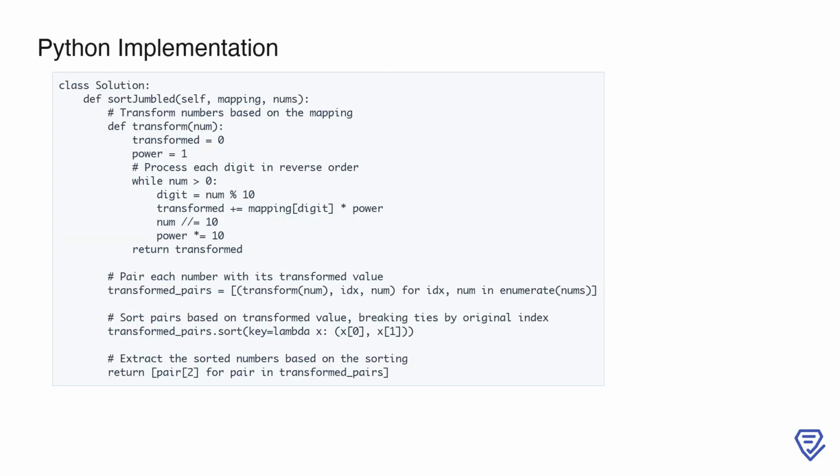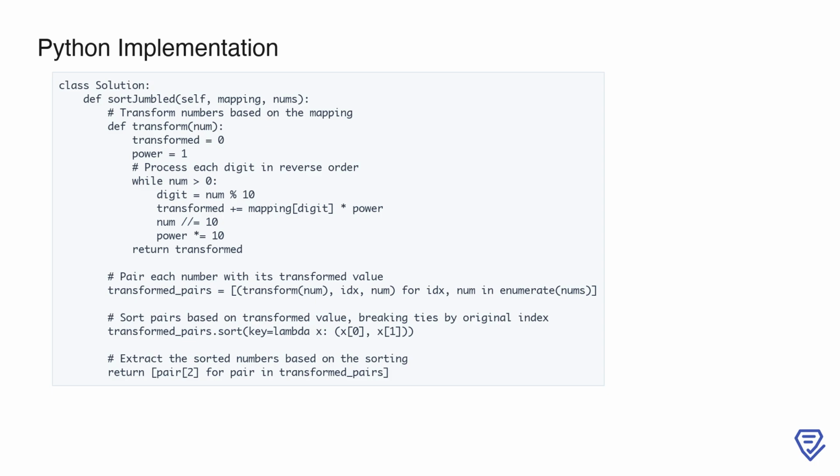This solution efficiently sorts the array nums based on a transformed version of each number using the provided mapping. Here's a line-by-line breakdown of the code. 1. Defining the class and method. The sortJumbled method is implemented inside the Solution class, which is standard for LeetCode problems.